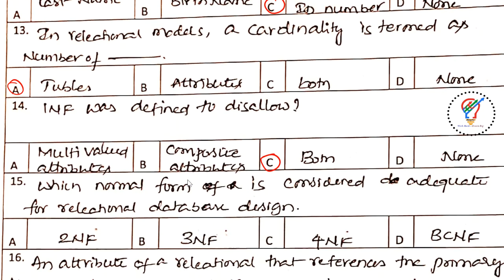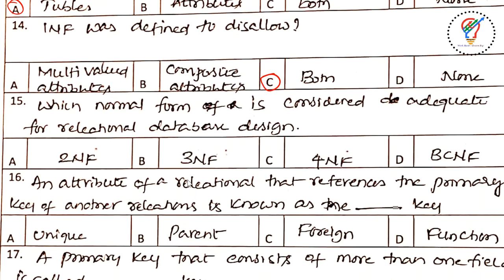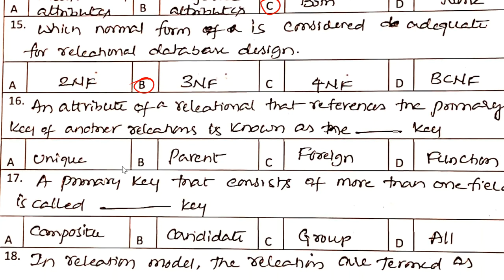Next one, which normal form is considered adequate for relational database design? It is 3NF. Next one, an attribute of a relation that refers to the primary key of another relation is known as a dash key. The options are unique, parent, foreign, and function. Okay, for the 16th question, the correct answer is foreign key here.